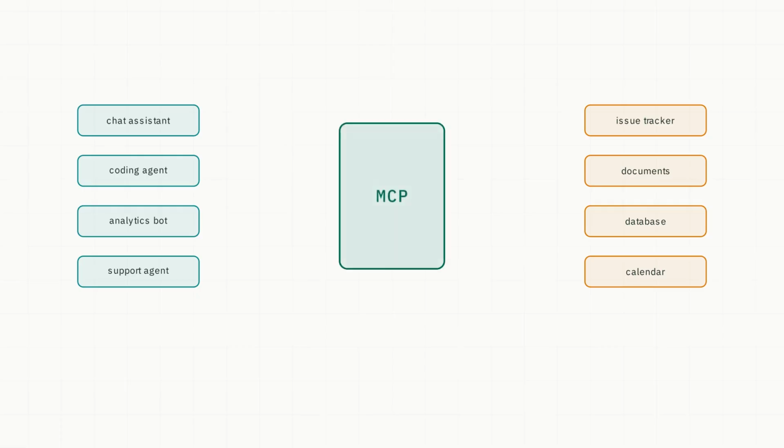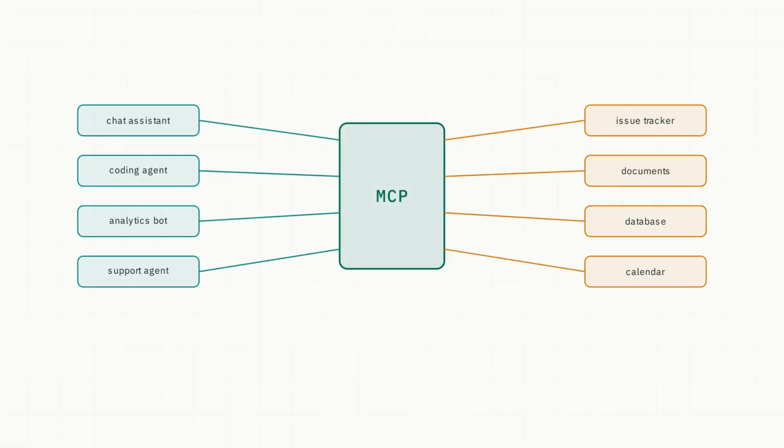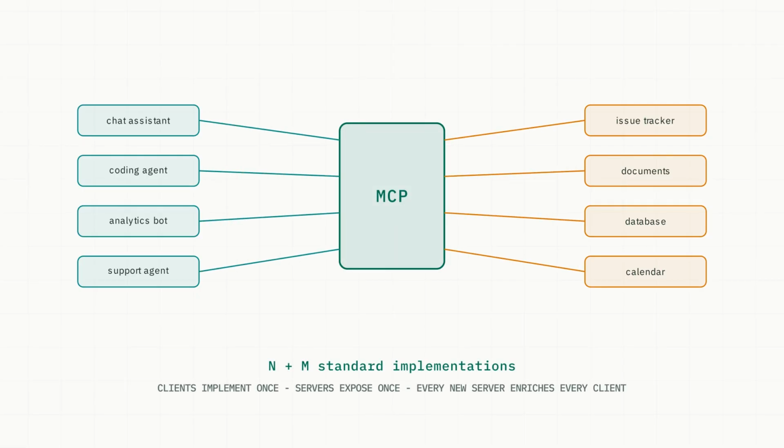MCP's move is the classic one: put a standard in the middle. Each AI application implements the protocol once as a client. Each system exposes its capabilities once through a server. Now the arithmetic collapses from N times M custom bridges to N plus M standard implementations, and any compliant application can talk to any compliant server it's granted.